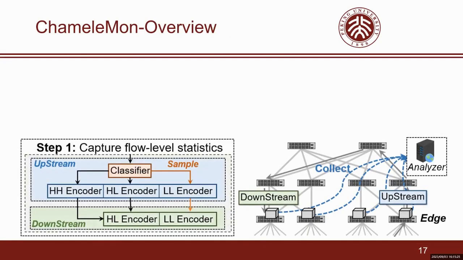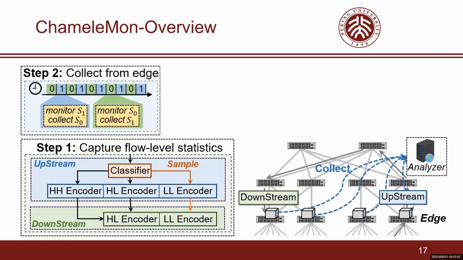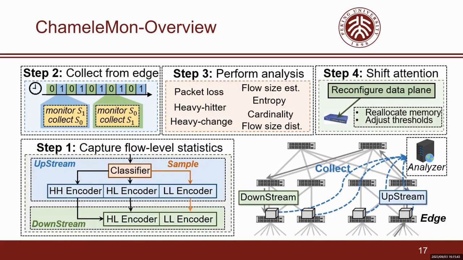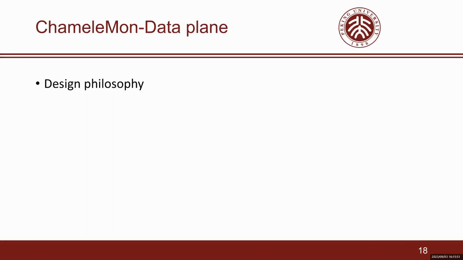Every measurement window, ChameleMon first captures flow-level statistics by implementing FermatSketches on edge switches, covering all the traffic entering and exiting the network. Second, ChameleMon collects sketches from edge switches. Third, ChameleMon performs network-wide analysis to obtain the real-time network state with the collected sketches. Fourth, ChameleMon shifts measurement attention according to the real-time network state by reconfiguring the switch data plane. We then introduce the design philosophy of the data plane of ChameleMon.